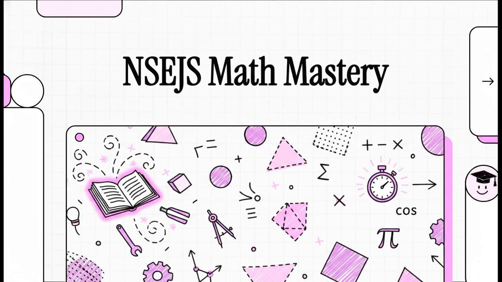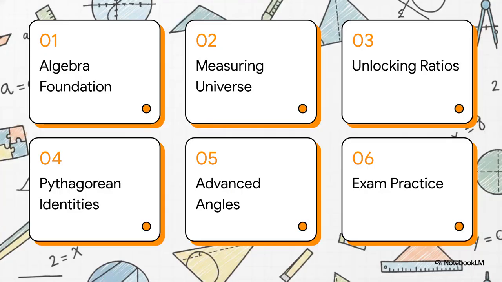We're focusing purely on the most high-yield concepts, using simple analogies and targeted practice problems to get you fully prepped and feeling confident. We have a packed agenda today. We're going to cover 1. The Algebra Foundation, 2. Measuring the math universe, 3. Unlocking trigonometric ratios, 4. The Pythagorean Identities, 5. Advanced angle formulas, and finally, 6. Exam practice and mastery. Let's get right into it.